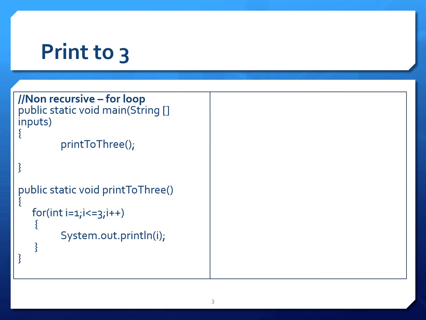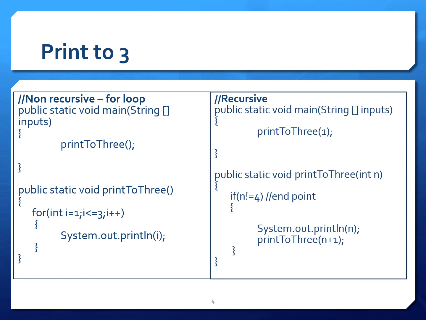This is a non-recursive program that prints 1 to 3. It uses a for loop to achieve the task. Next, this is an example of using recursion to print 1 to 3. The method print to 3 calls itself until an endpoint occurs to achieve the task.